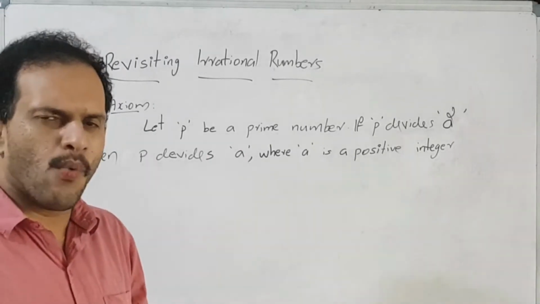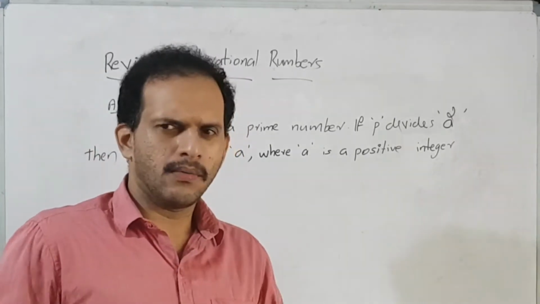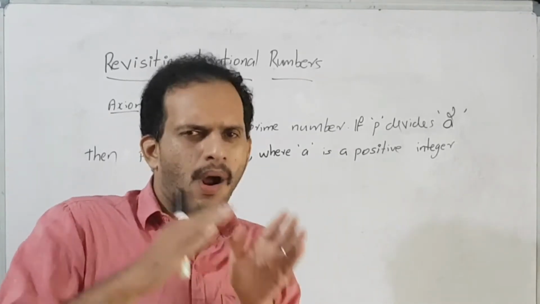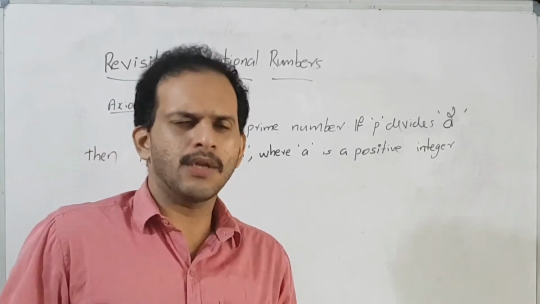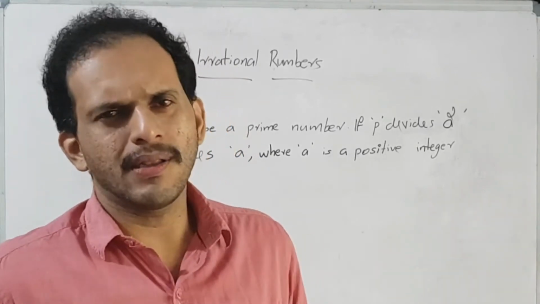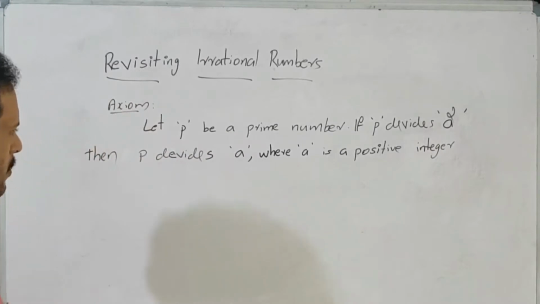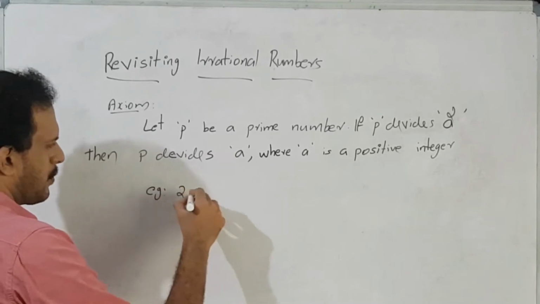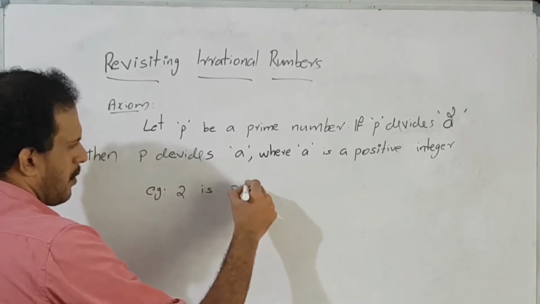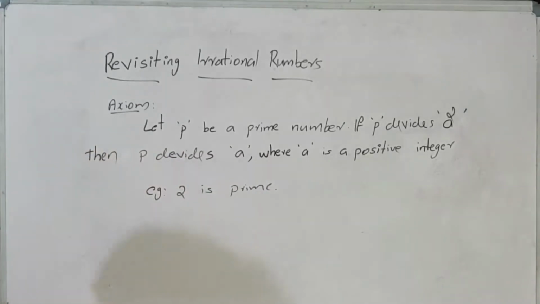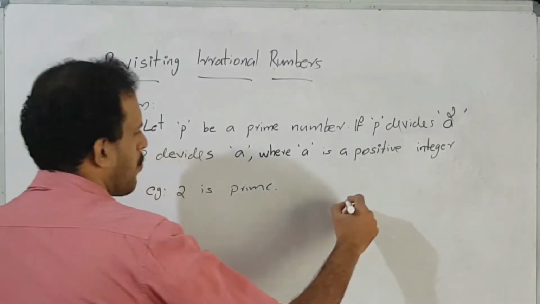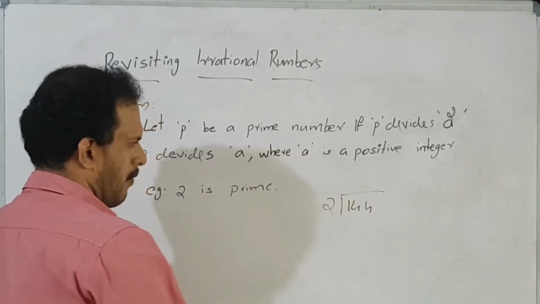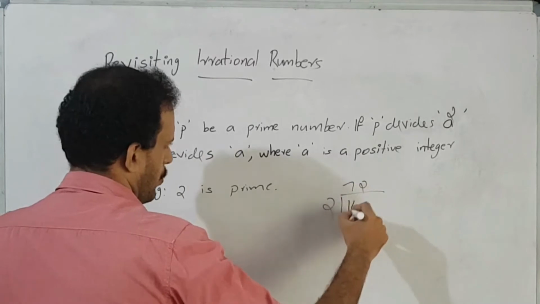That means we have a prime number. We know many prime numbers. If a prime number divides the square of a number, then surely the prime number divides that number also. For example, 2 is a prime number. 2 divides 144. Correct? 144 is possible to divide by 2. Then what do we get? 72.